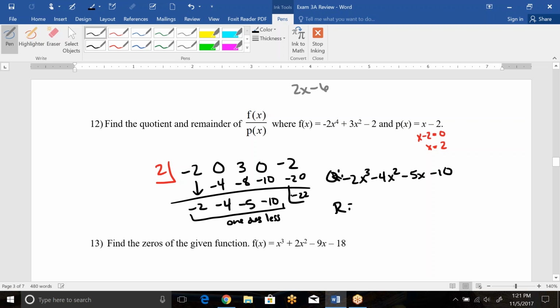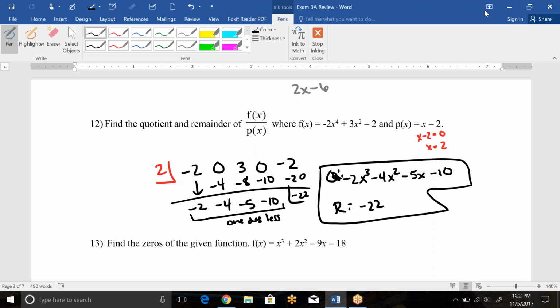My remainder is just what's in the remainder box. And if you're dividing by x to the first, it's just going to be a number. It's not going to have an x on it. Okay, that's going to be the end of the part 1 video.